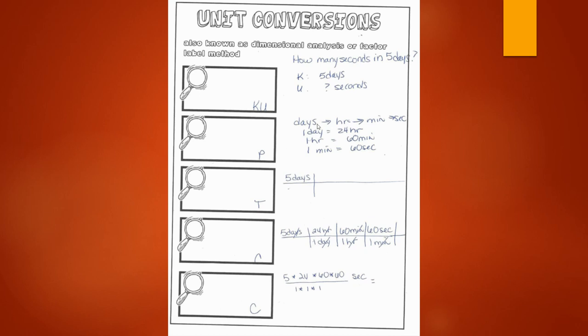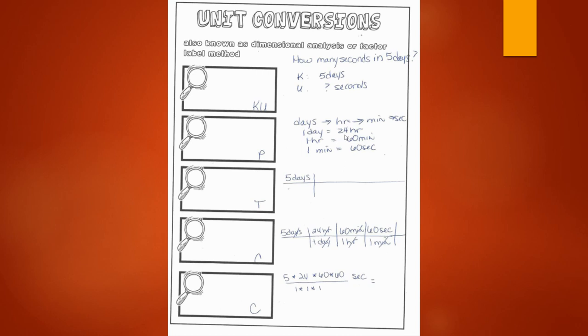So 1 day equals 24 hours, 1 hour equals 60 minutes, and 1 minute equals 60 seconds. So we start out by writing our table. 5 days is our known and goes up here. And then we start writing our conversion factors in so that we can cancel units. So we've got days up here in the top. We know that we've got to have days in the bottom.